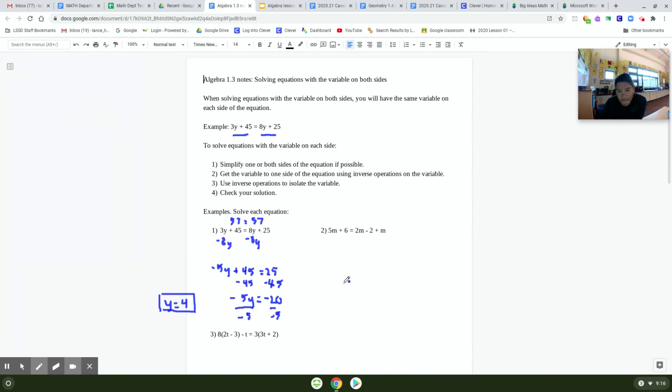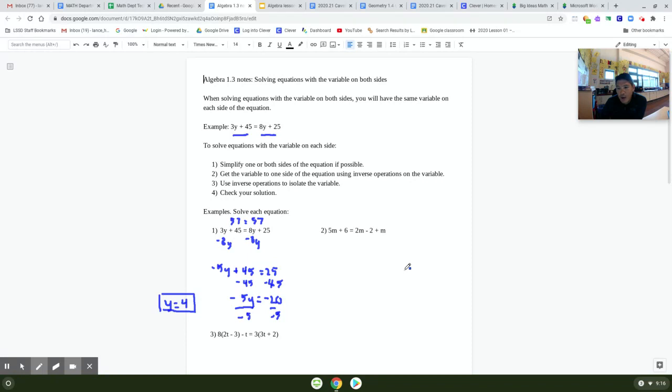4 does check. Okay, on example 2, now I have the variable on each side of the equation as well. M is on the left side of the equation. M is on the right side of the equation as well. But here's what we can do, and here's what you should notice. On the right side of the equation, you have 2m plus m. Those are on the same side of the equation. So you just do whatever the operation tells you. 2m plus m. I don't want to try to use inverse operations yet.